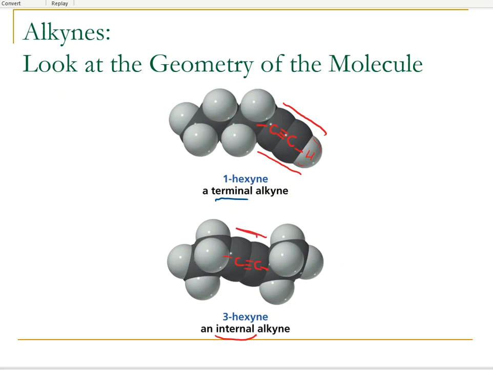So out of these two, the terminal alkynes are going to be more exposed. We do get a flat area in here. Don't get me wrong. We do have a flat area. We can see that. However, the one on the ends are more exposed than the one in the middle. So out of these two, which one's more stable? We're going to say the internal alkyne is more stable. And then the terminal alkynes would come next.